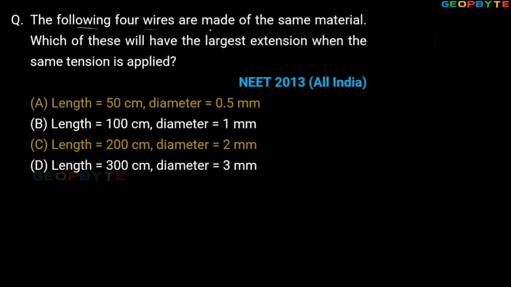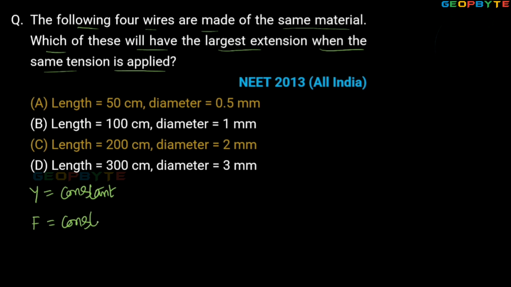The following four wires are made of the same material. Same material means Young's modulus Y remains constant because it is a material property. Which of these will have the largest extension when the same tension is applied? Same tension applied means force remains constant. Length given, diameter given for all the cases. For that, we need to decide the change in length. Change in length delta L equals what? F L by A Y.